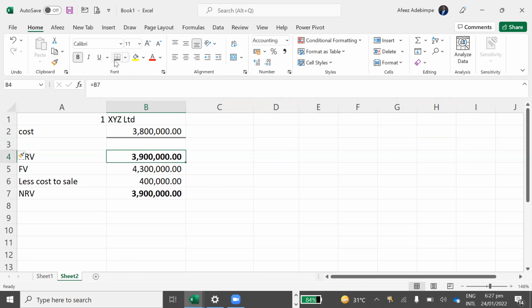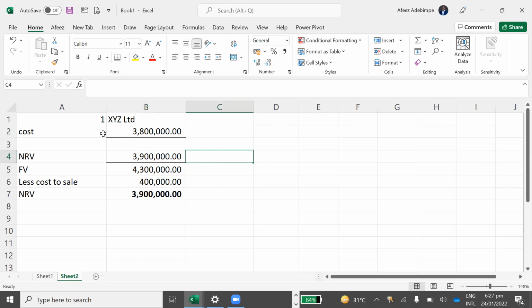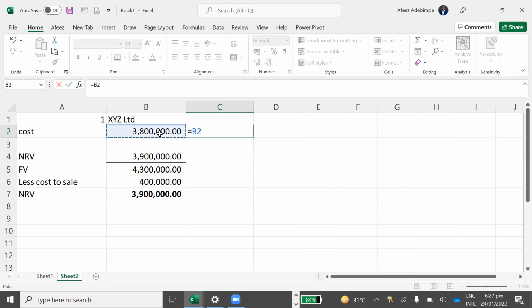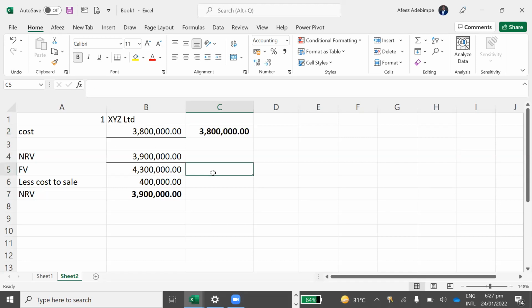Let me also put a double bracket. So we have our cost to be 3.8 million, and we have our NRV to be 3.9 million. The value of cost to be recognized in the statement of financial position is what? Is 3.8 million. The cost is lower. The value to be recognized is 3.8 million. Why? Because this 3.8 million is lower than 3.9 million. That marks the right answer for example 1.